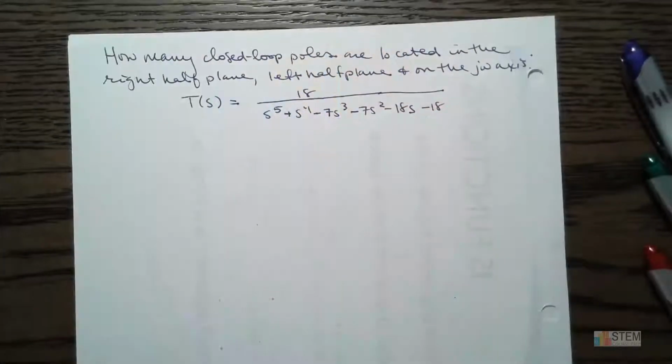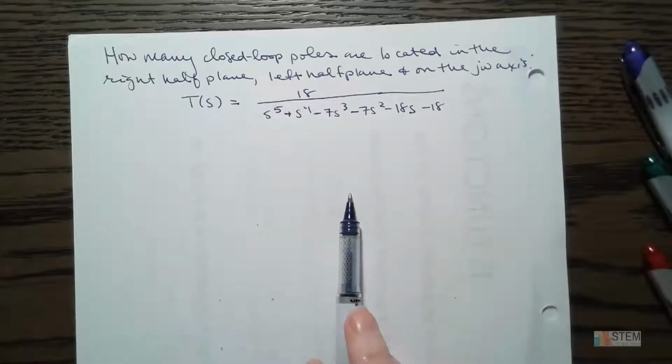For this one, I thought we would do a controls example. I haven't done one of these in a while. And I just picked out a Routh array problem because I don't think I've ever put one of these on the YouTube channel. So let's go ahead and look at this one.